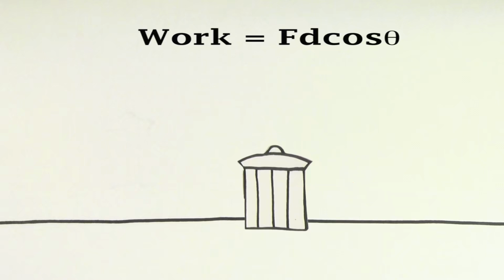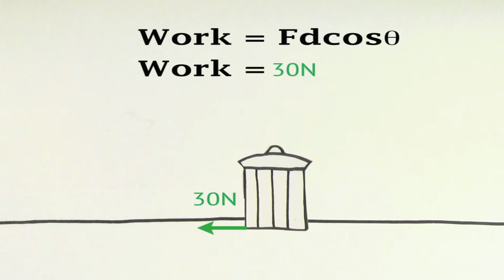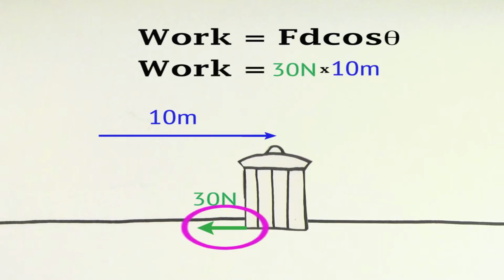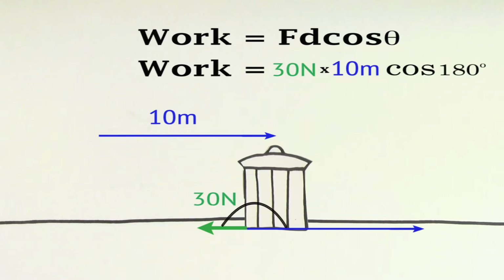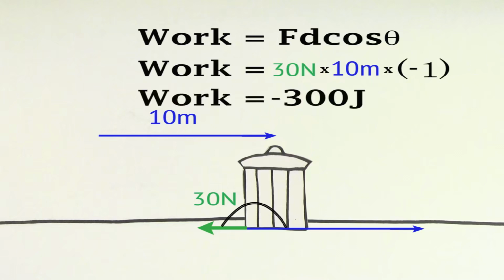To find the work done by friction, we'll plug in the size of the force of friction, which is 30 newtons. The displacement is still 10 meters, and since the force of friction points in the opposite direction as the displacement, the angle between the force of friction and the displacement is 180 degrees. Since cosine of 180 is -1, the work done by the force of friction is -300 joules.